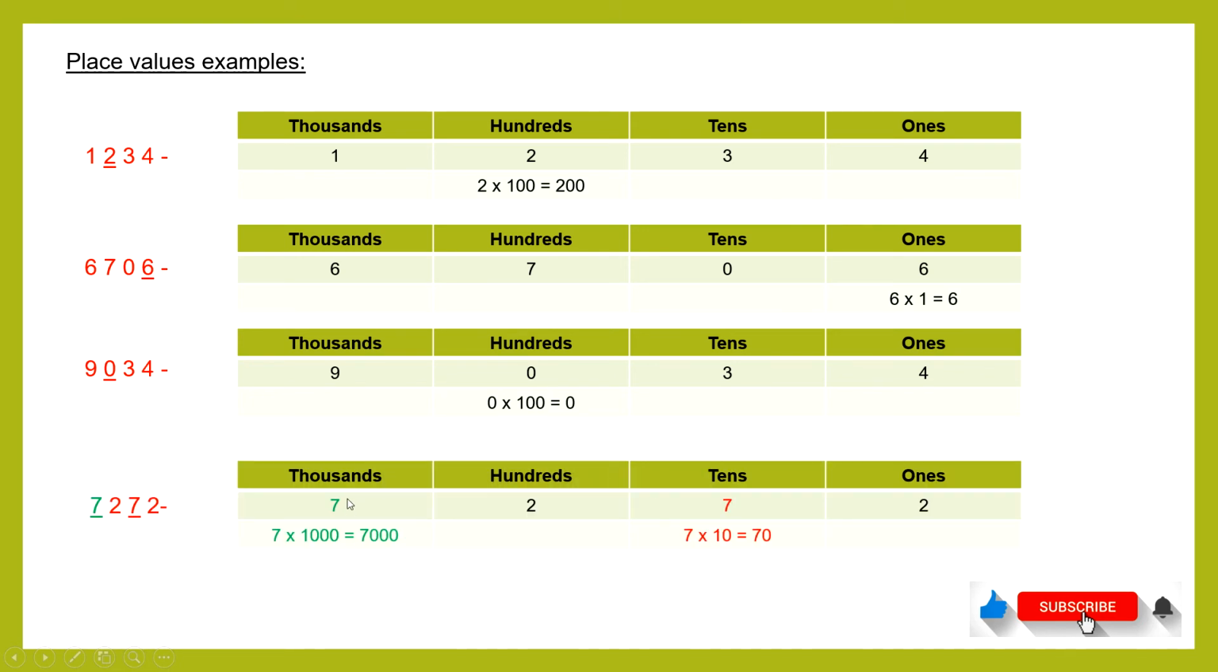If you look at this number, here ones, tens. This red 7 is at tens place, green 7 is at thousands place. So for this red 7, if we multiply by 10, we get 70 as its place value. For this green 7, if we multiply by 1000, we get 7000 as its place value. So here you notice the place value of this same digit differs.